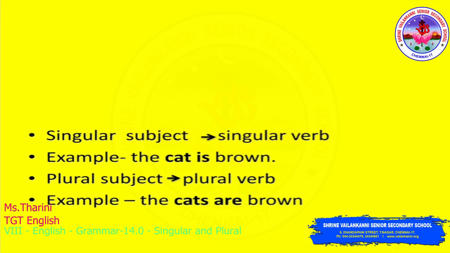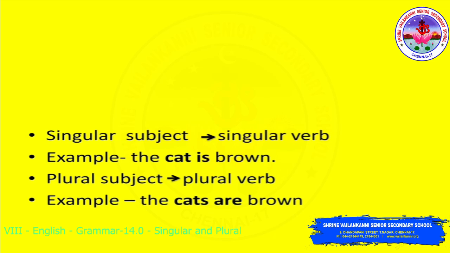So, to start with simple terms, what is singular? Singular means one. So, it's just opposite to plural. So, what is plural? It's many. Yes? So, a singular subject has a singular verb. Example: the cat is brown. Okay. Next, a plural subject has a plural verb, where the cats are brown.